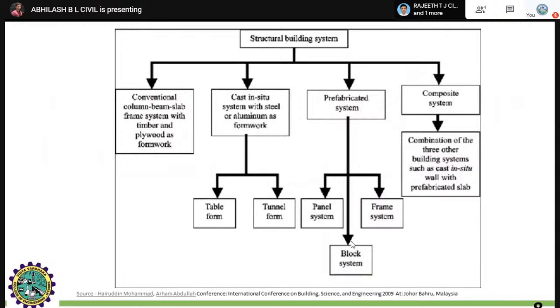The best example is one type of construction where you can see there is no masonry type of wall. There is a homogeneous construction of this type of cast in situ system with steel or aluminium as a formwork, right? That is table form and tunnel form. It comes under the different forms of construction techniques.